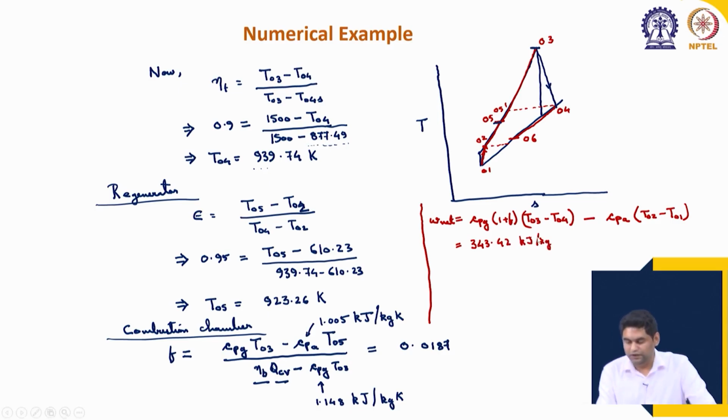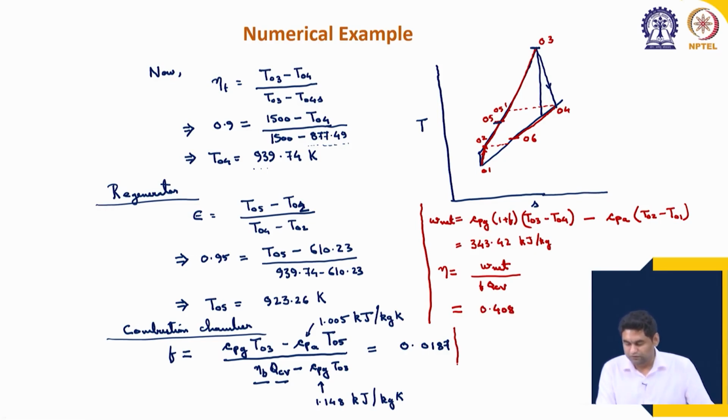So, finally, we get the efficiency eta to be equal to W net by F into calorific value, as defined previously, or net power output by the total energy of the fuel. So, this comes out to be equal to 0.408. So, the efficiency is equal to 0.408.